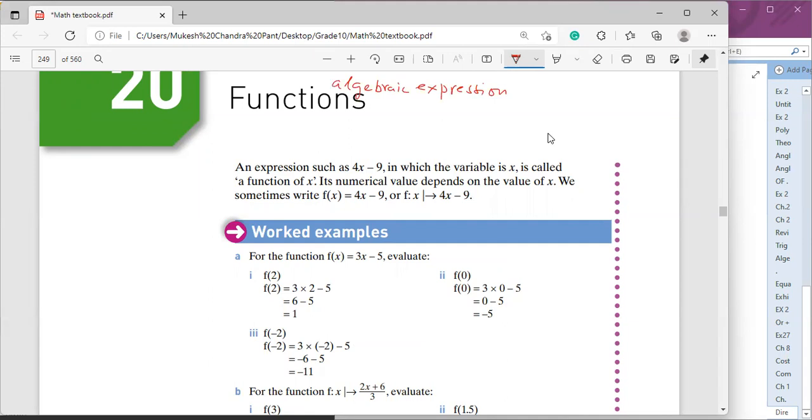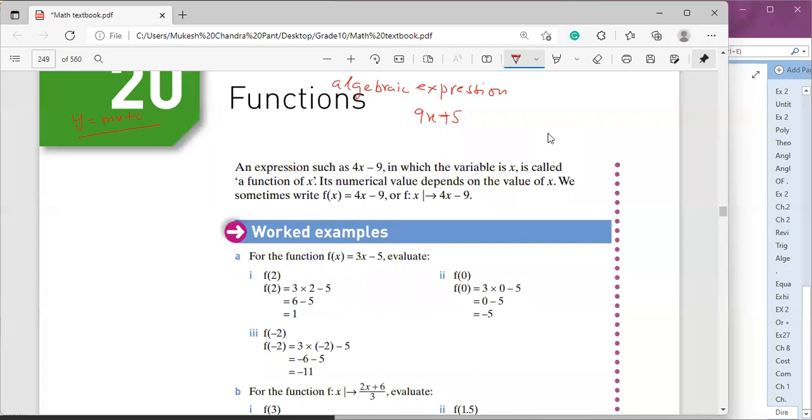Can anyone tell me any algebraic expression, any term or expression? Like 4x minus 9 is one expression. Y equals mx plus c. Very good, that is already a standard expression, and that is a function, a straight line. Or, for example, if I write 9x plus 5, you know these expressions are called polynomials.